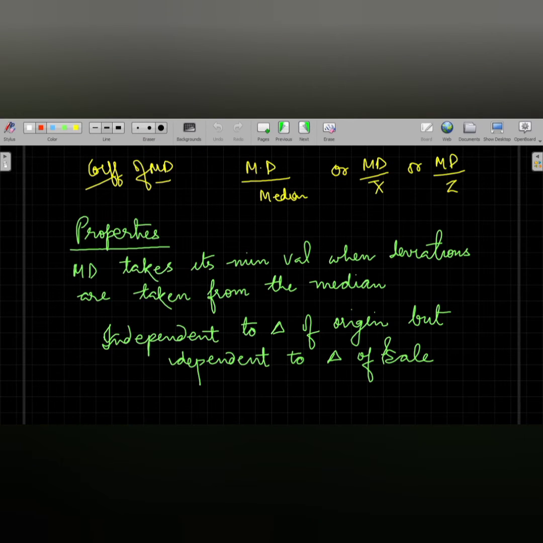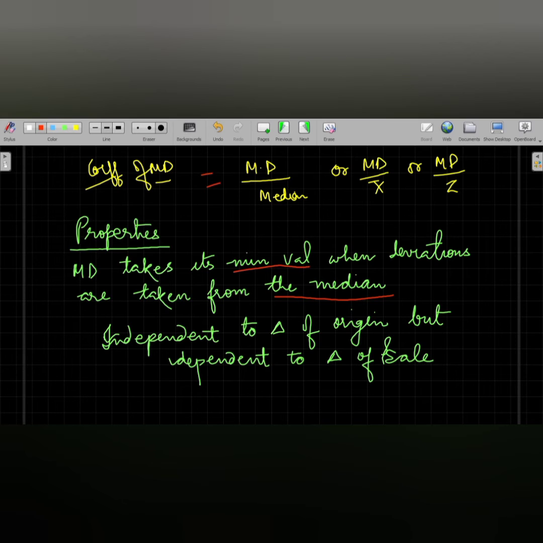Now we'll see the coefficient of mean deviation. The coefficient of mean deviation is equal to mean deviation divided by median, if median is given in the question, or by mean, or by the mode. Whatever the central value is present, we will just divide by that. Now we'll see the properties of the mean deviation. The mean deviation takes its minimum value when deviations are taken from the median.